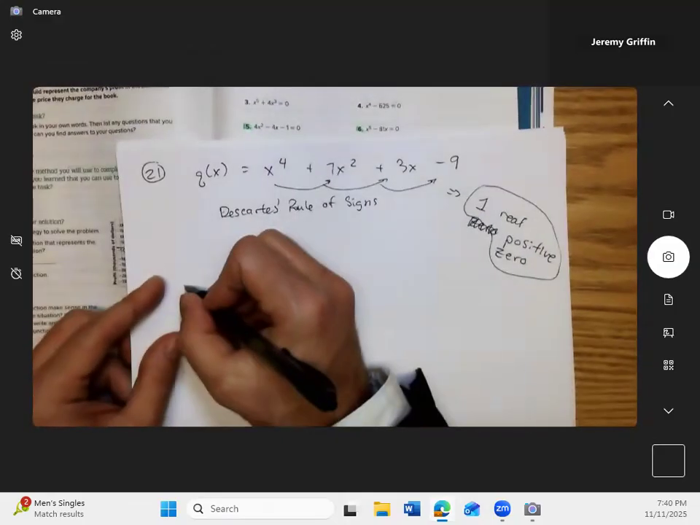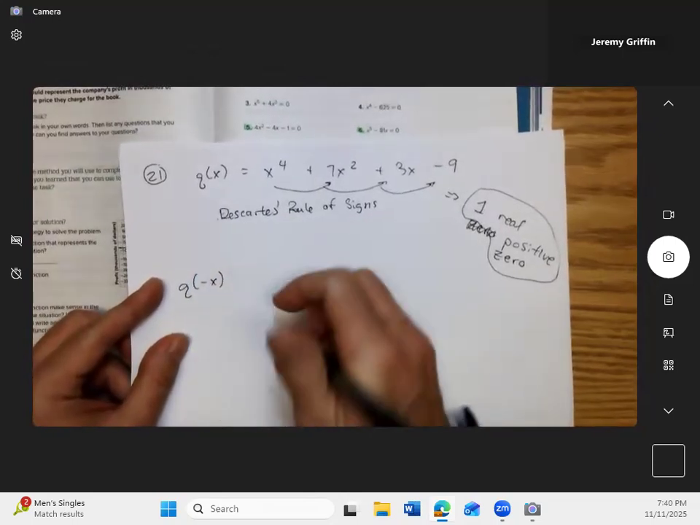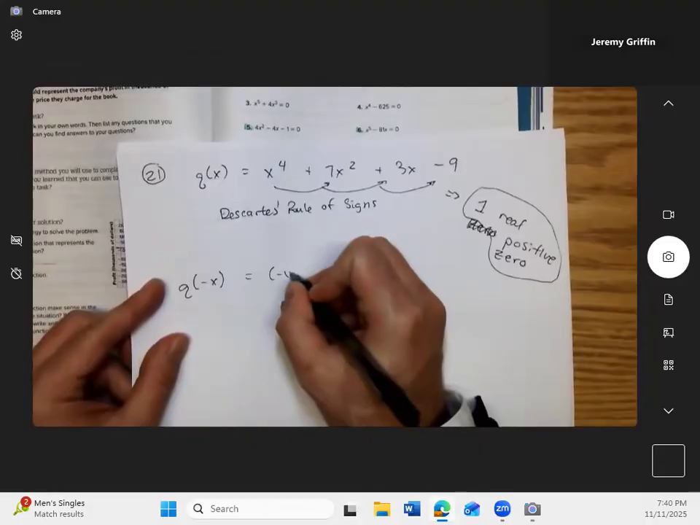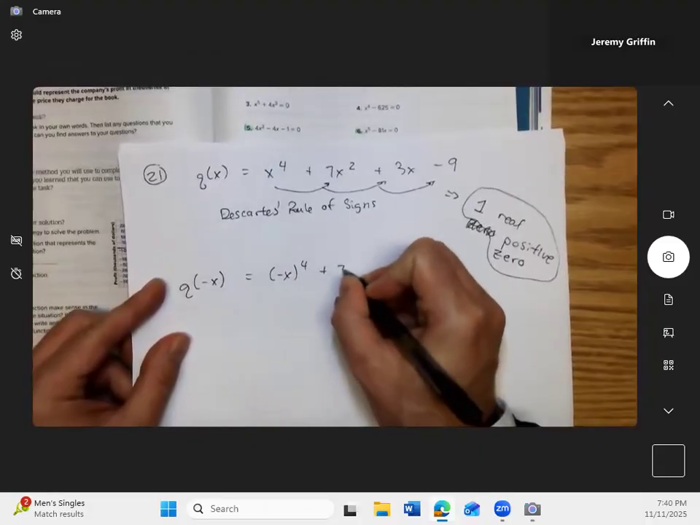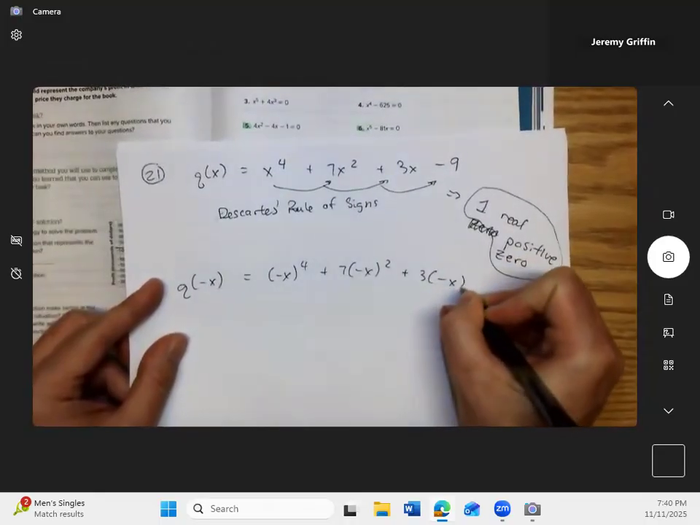Now, how about negative real zeros? I can find that by doing q of negative x. So that's negative x to the power of 4 plus 7 times negative x squared plus 3 times negative x and then -9.